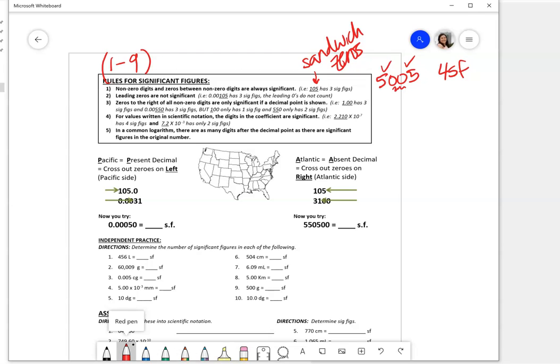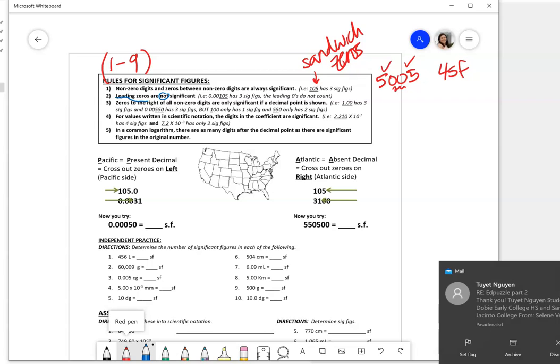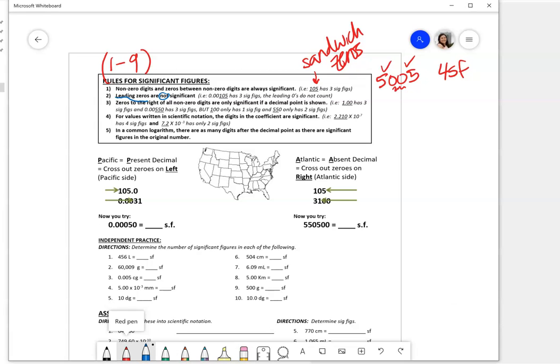Those are significant. Rule number 2, leading zeros are not significant. And so that means any zero in the beginning will not count. So you just cross those out. Another example of that would be something like 0.05. Those zeros in the beginning would not count. And so that means I only have one significant figure.